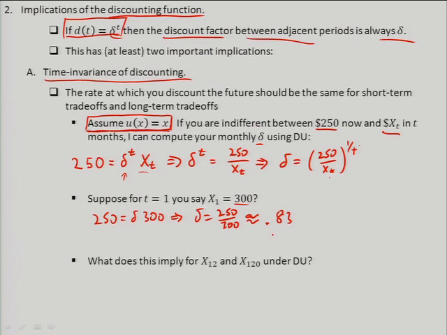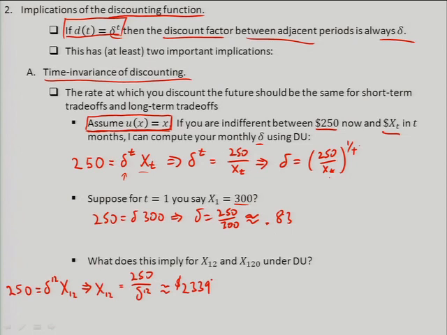Okay, so x12 is going to be equal to... sorry, let me actually write this out because it'll be helpful. x12 satisfies this: 250 is equal to delta to the 12th times x12, which implies that I can figure out x12 if I know delta. It's just equal to 250 over delta to the 12. And if I plug in 0.83 for delta, I get approximately $2,339. You might think that that's a kind of large number, but maybe you needed that 250 right away badly.